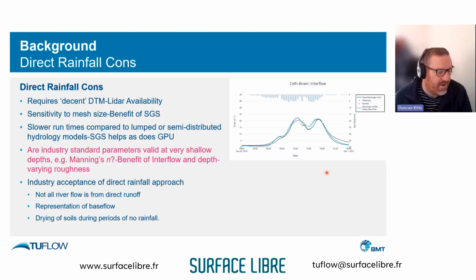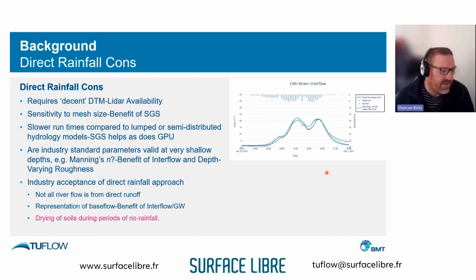So the benefit of interflow, and also depth varying roughness, which I've not really covered there, but that also has an impact. That interflow really gives us the answer to the fact that not all river flow is from direct runoff. We are representing that base flow. We are representing that slower response to rainfall. And then another thing we've added, which I'll touch on briefly, is the drying of soils during periods of no rainfall. We can use evapotranspiration to take water away from the surface, but we can also take it away from the soil layers as well.